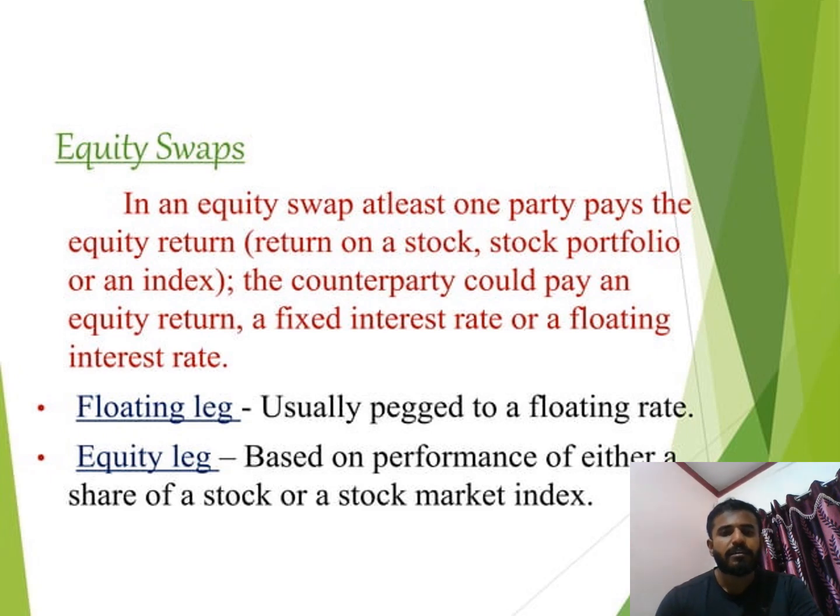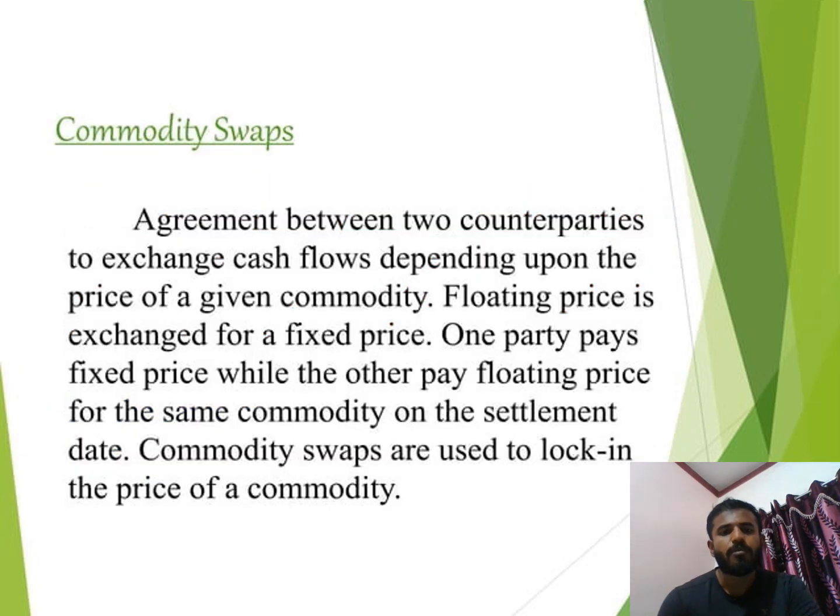Equity swaps: in an equity swap, at least one party pays the equity return. The counterparty could pay a fixed interest rate or a floating interest rate. The floating leg is usually pegged to a floating rate. The equity leg is based on the performance of either a share or a stock market index. Commodity swaps: an agreement between two counterparties to exchange cash flows depending upon the price of a given commodity. A floating price is exchanged for a fixed price. One party pays a fixed price while the other party pays a floating price for the same commodity on the settlement date. Commodity swaps are used to lock in the price of a commodity.